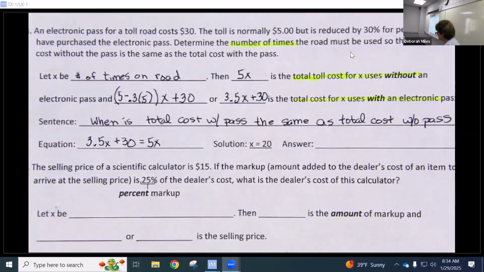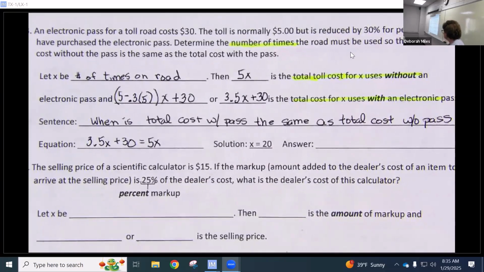That equation doesn't make any sense. The words make perfect sense. You solve that, you get X equals 20. What is that? What have we found? In order for what? Yeah, that's the break-even point.